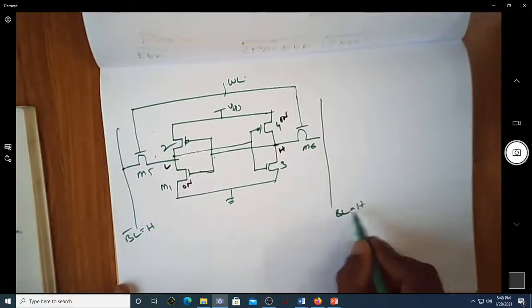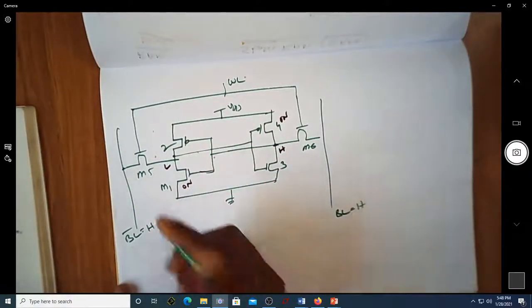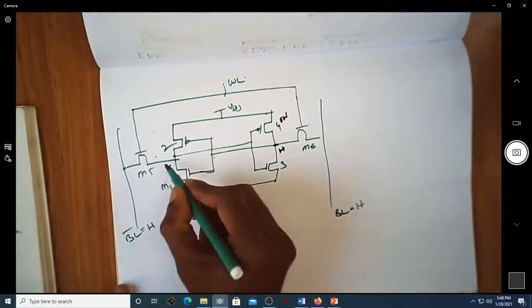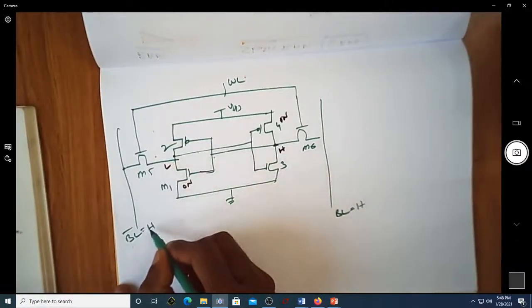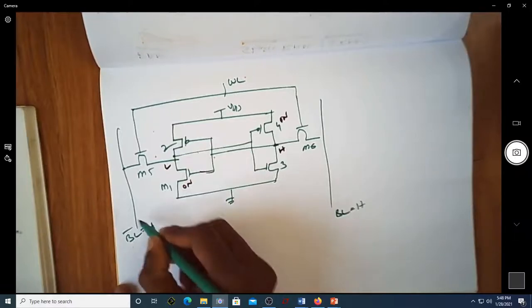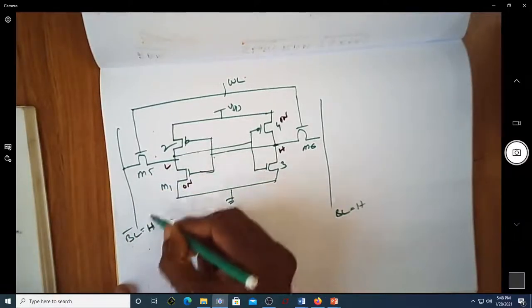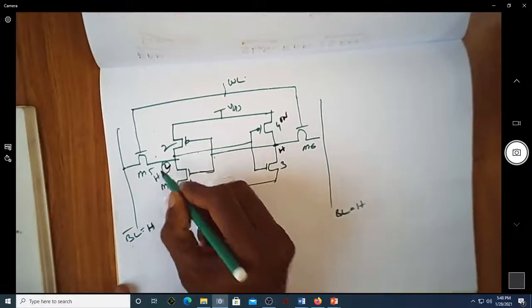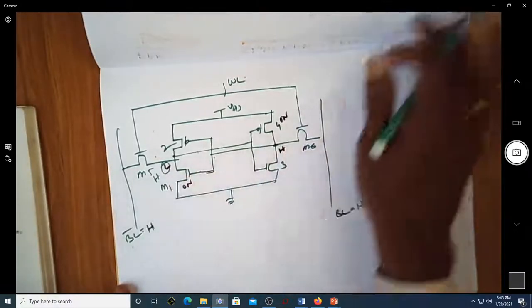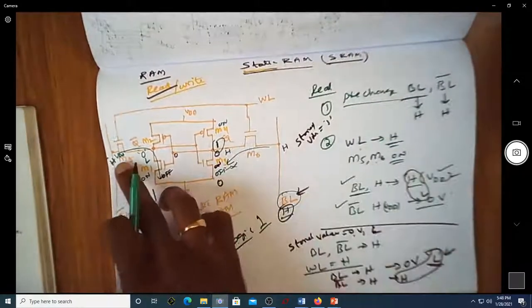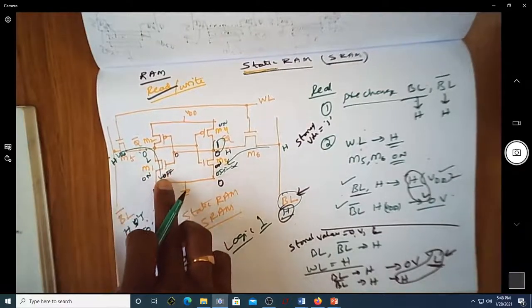Whenever this is high, this is also high for the pre-charge condition. Assume that whatever high you have, if it comes and sits here, as we assumed in the previous case, whatever high is there is going to discharge through this.